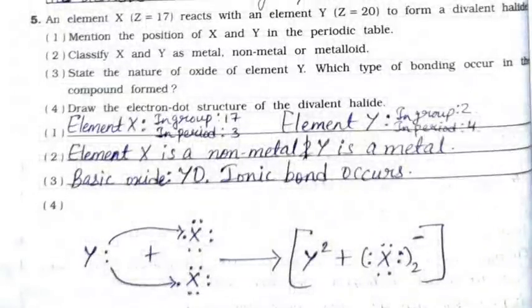Fifth question: an element X, that is Z equals 17, reacts with an element Y, that is Z equals 20, to form a divalent halide. You need to answer the questions given below on the basis of this information. So you can see from the video and complete it in your workbook.